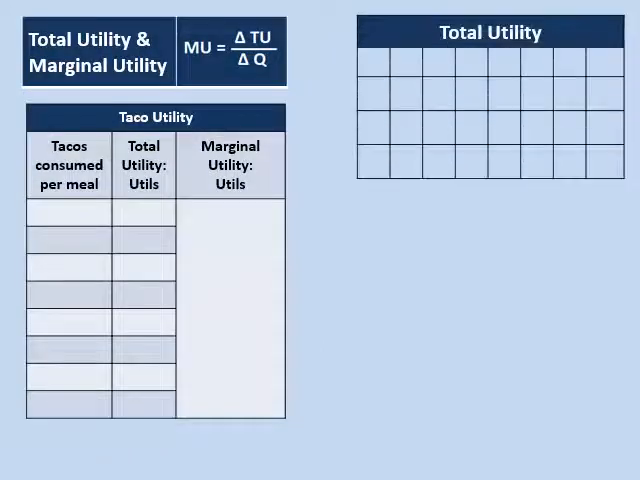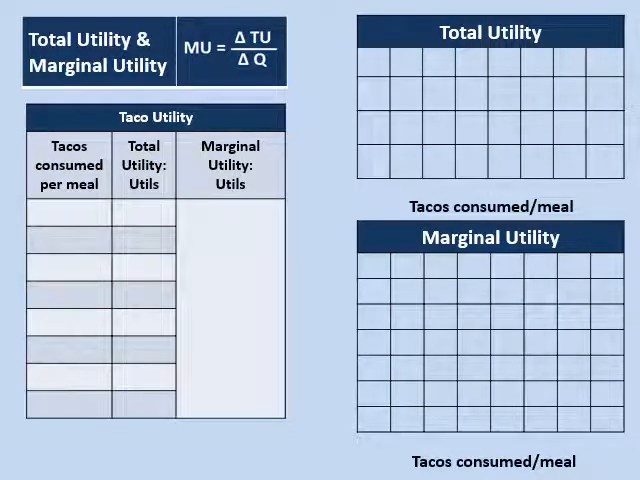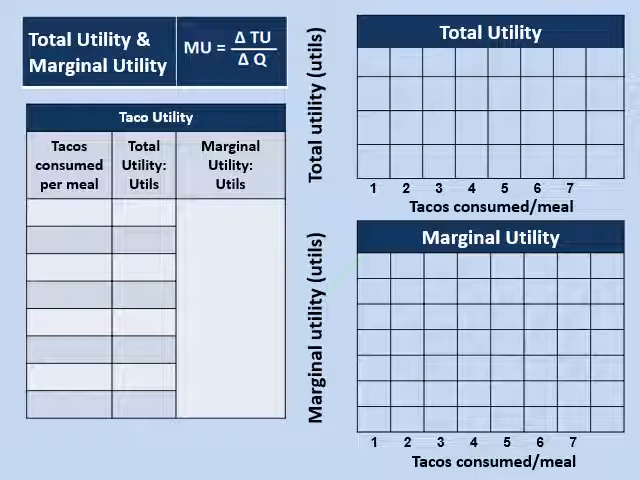We're going to chart total utility on the upper right-hand portion of the screen, and we're going to chart marginal utility at the bottom right-hand corner. Along the horizontal axis of both of these, we're going to have tacos consumed per meal. We're kind of hungry, so we're going to assume we can eat anywhere from 1 to 7 tacos. On the y-axis, the vertical axis for total utility and for marginal utility, we're going to be charting the number of utils.